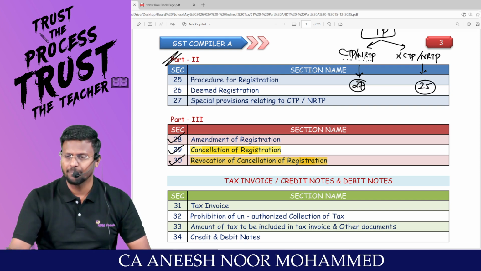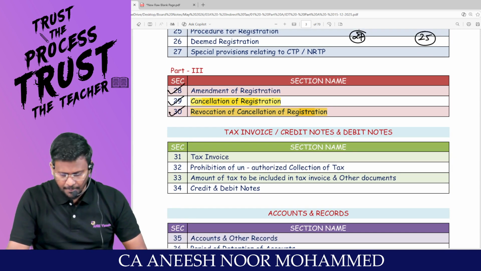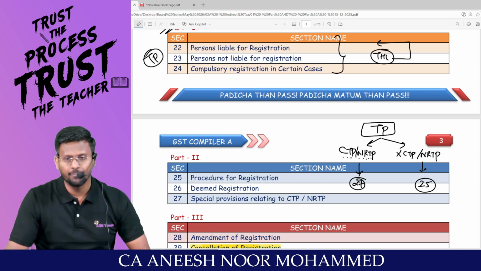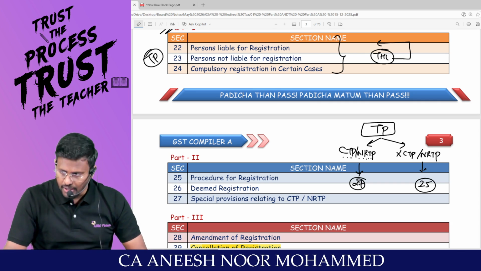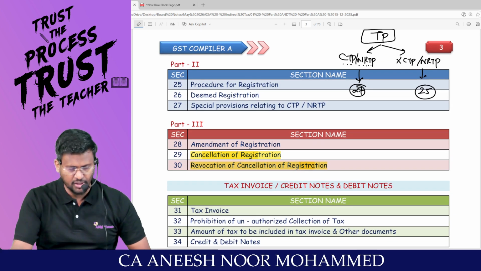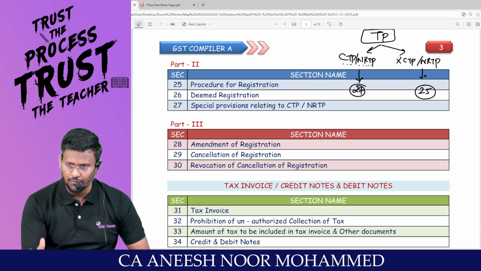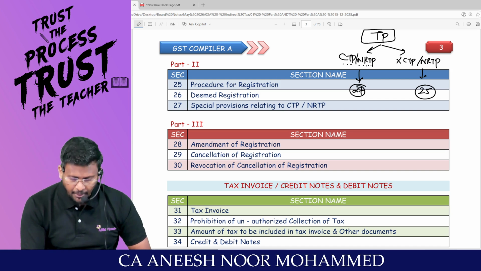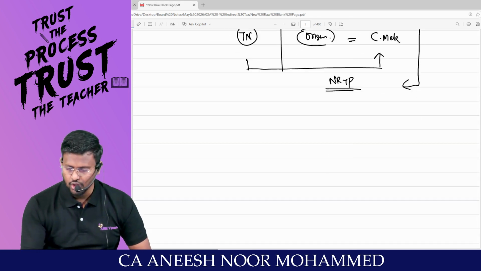What is section 28? Amendment of registration. 29? Cancellation of registration. 30, revocation of cancellation of registration. Repeat once again from start. Section 22, person liable for registration. 23, person not liable for registration. 24, compulsory registration. 25, procedure for registration. 26, deemed registration. 27, special provisions for casual taxable person and non-resident taxable person. 28, amendment of registration. 29, cancellation of registration. 30, revocation of cancellation of registration.